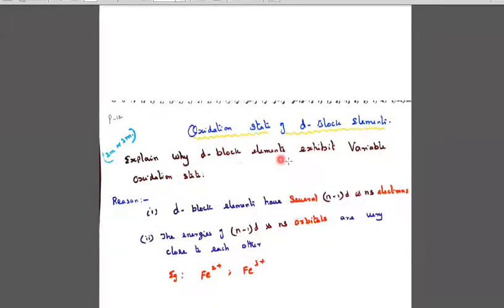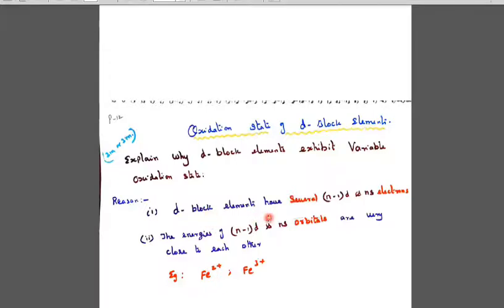Explain why D block elements exhibit variable oxidation state. I told you in the introduction, in the characteristics of transition elements, that each and every point needs to be explained. So why variable oxidation state? They will ask you for 3 marks or 2 marks. It is a reason you are supposed to apply. After writing the reason, you should give one example. If it is 3 marks, 1 mark is for the reason and another 1 mark is for the example. Otherwise you will lose your 1 mark very easily.